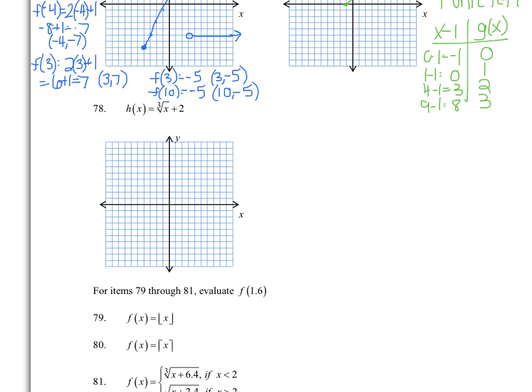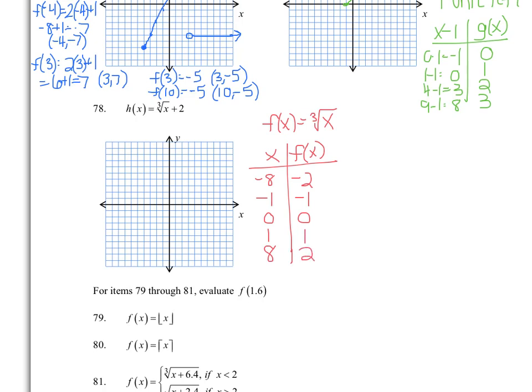78 gives us h of x equals the cubed root of x plus 2. Well, again, my parent function is just going to be the cubed root of x. So the values I want are perfect cubes. I'm going to use -8, -1, 0, 1, and 8. The cubed root of -8 is -2. The cubed root of -1 is -1. Cubed root of 0 is 0. Cubed root of 1 is 1. And the cubed root of 8 is 2. So this is my parent function.